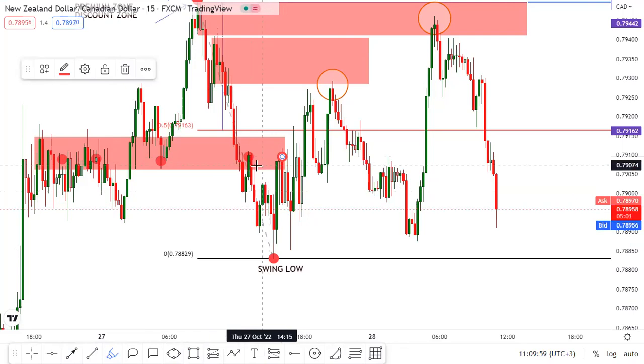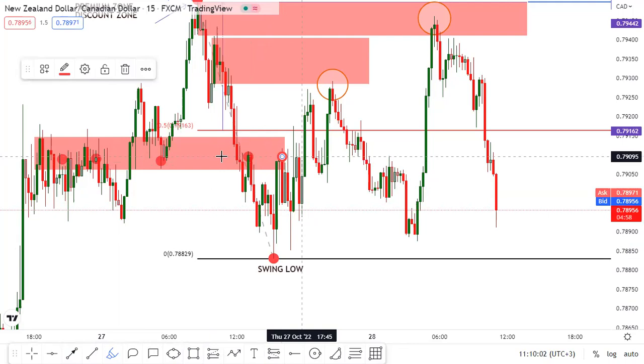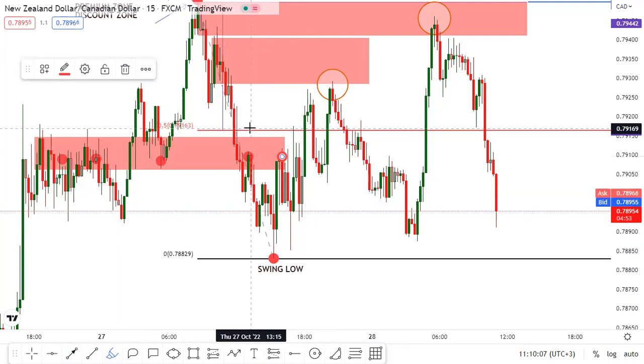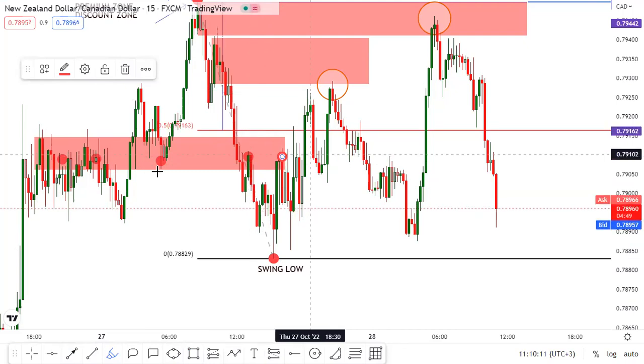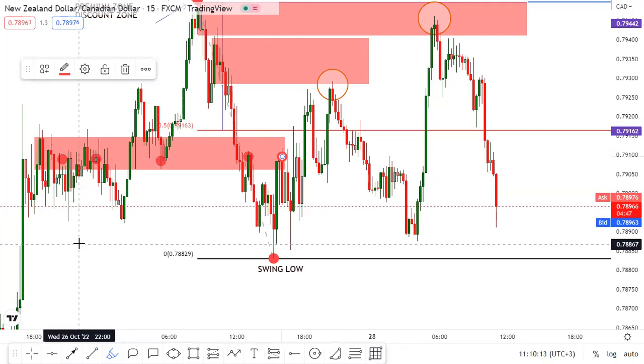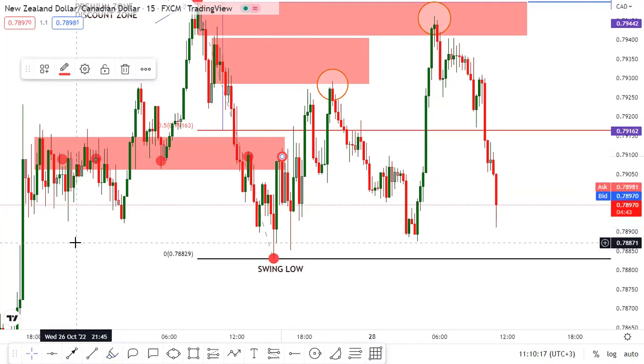I hope you have gotten a certain point there on how you can draw this premium to discount zone, okay? But also here in what we call the Fibonacci retracement tool, we can also draw our optimal trading entry, okay?